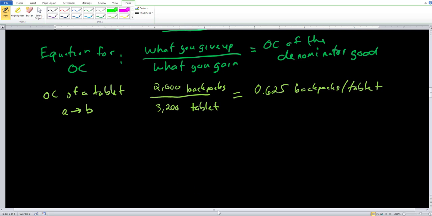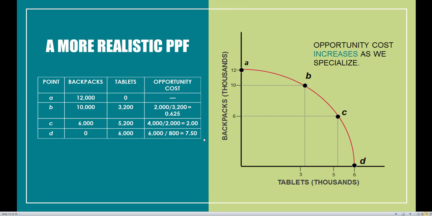And you go ahead and do the same exact steps. You follow the formula as you go from point B to C and then C to D. So as we go from point B to C, how many backpacks are we giving up on the production of? 4,000, which is why that's the numerator there. How many tablets do we gain? We went from 3,200 to 5,200, so that's 2,000. And the opportunity cost from B to C is now 2.